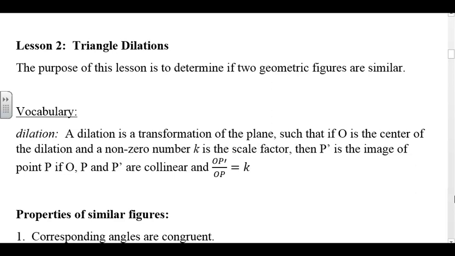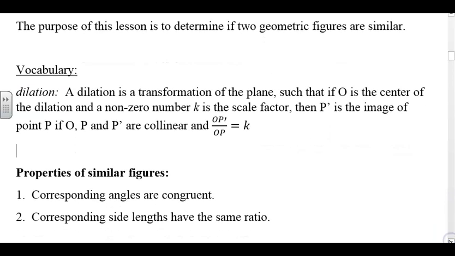are similar. A formal definition for dilation that we wrote down in our notes is a transformation of the plane such that if O is the center of the dilation and a non-zero number k is the scale factor, then P' is the image of point P if O, P, and P' are collinear, and the length of OP' divided by OP equals k, the scale factor.